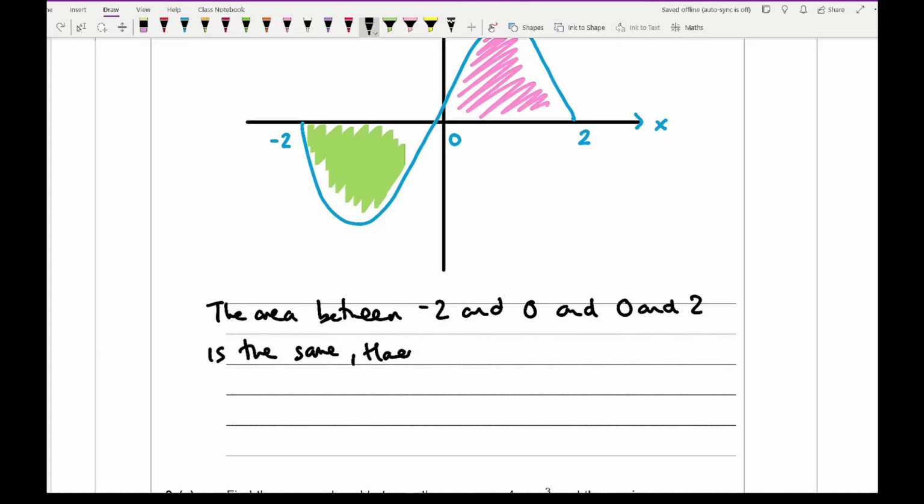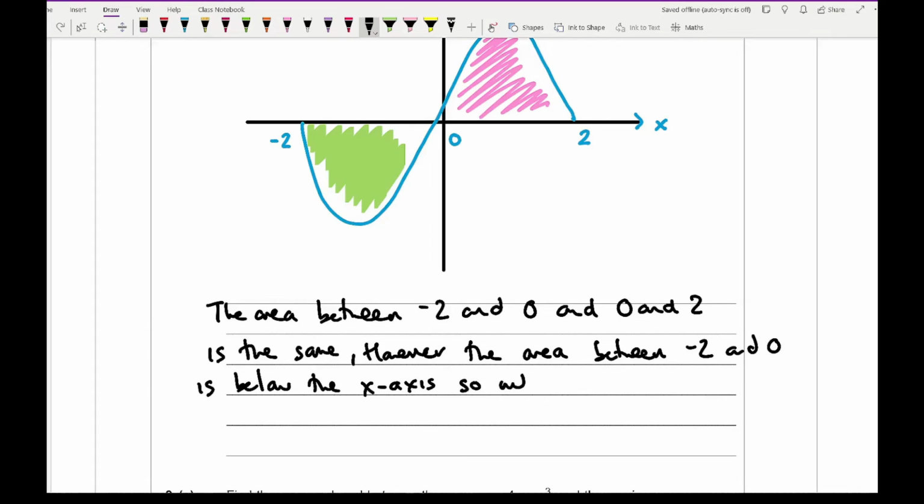However, the area between minus 2 and 0 is below the x-axis, so will give a negative answer when integrating. And so something along those lines would be good enough for the 2 marks.